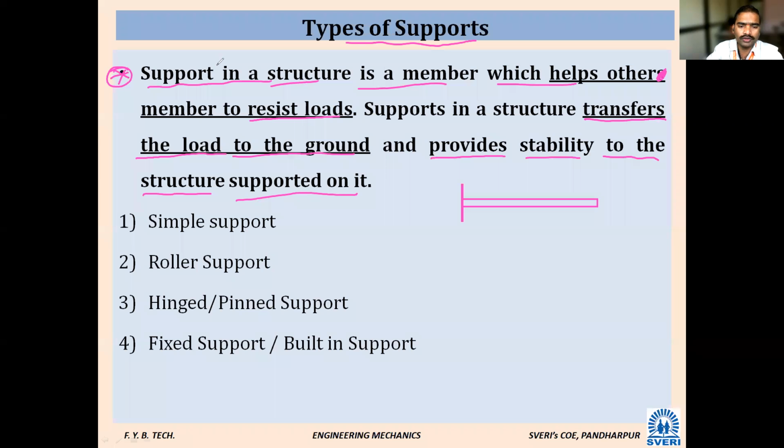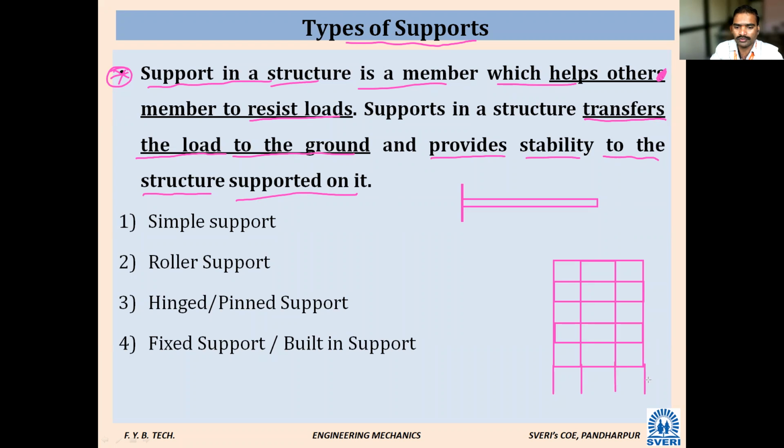When you consider any building, this is one building, and these are the different stories. So there are supports. What are these supports? These are the columns. Columns will become the support to this structure, so columns will become the supports to these structures.